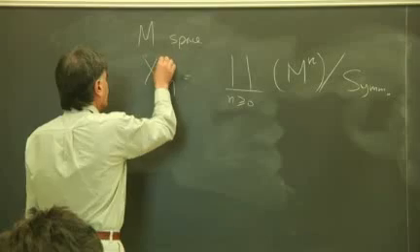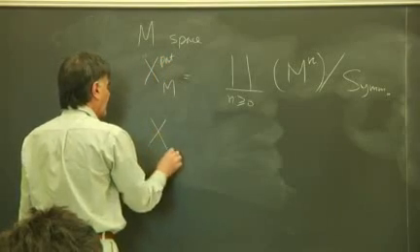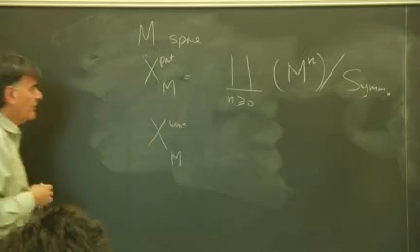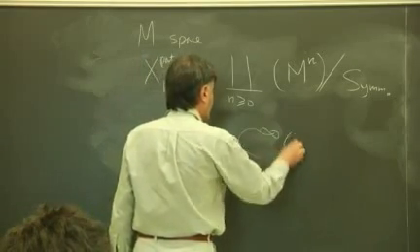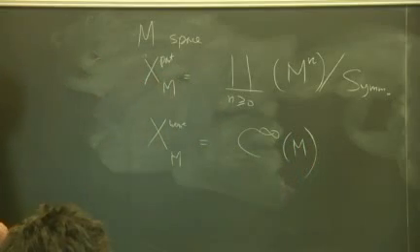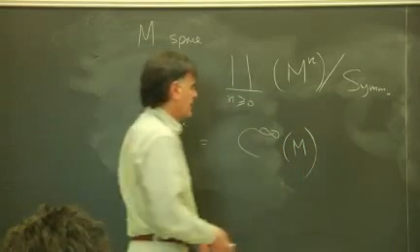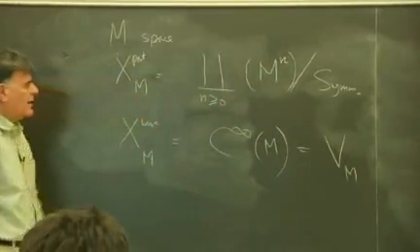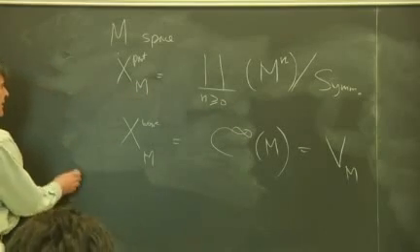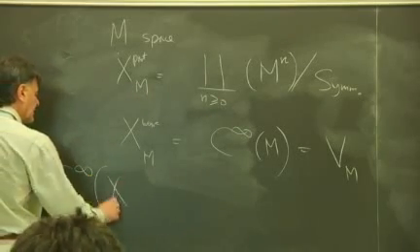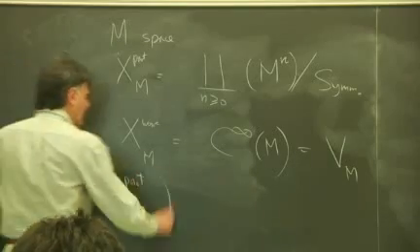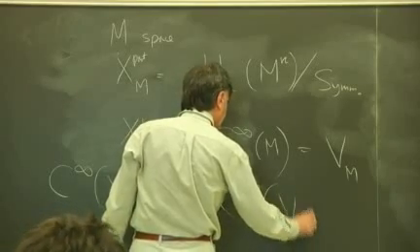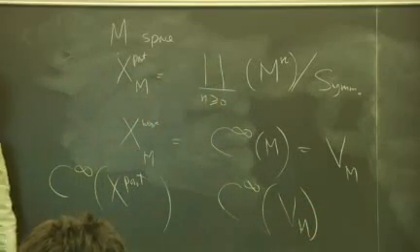Now, on the other hand, we could also look at a wave description. Well, the simplest kind of wave would be just a C infinity function on M. So this is a vector space. Let's just call it V. Now let's compare the C infinity functions on X particle with the C infinity functions on M. So do these resemble each other?